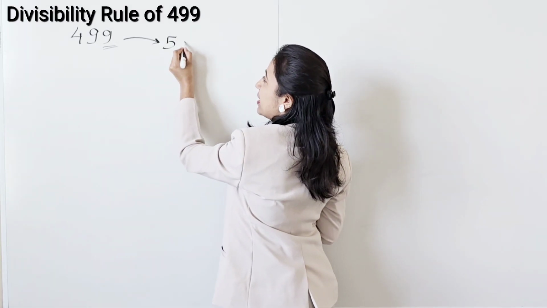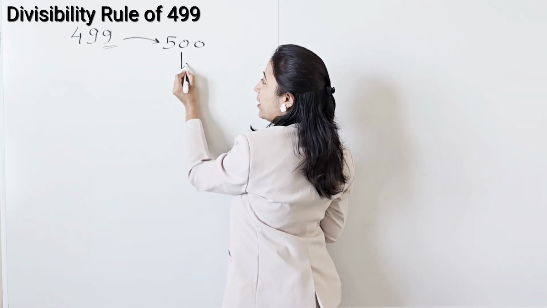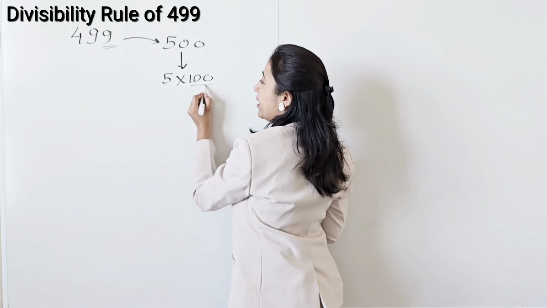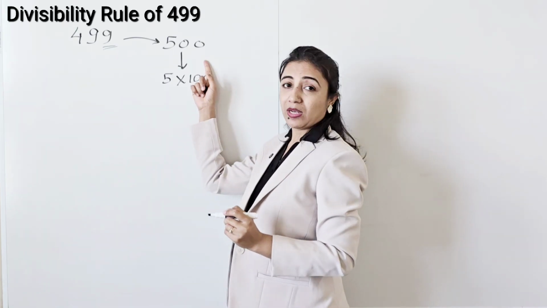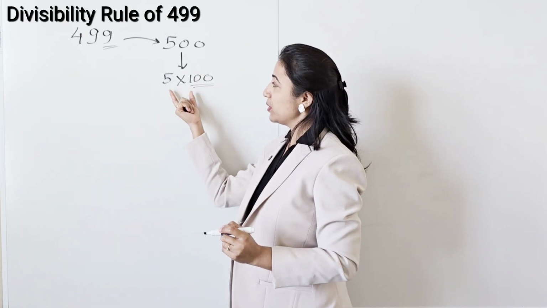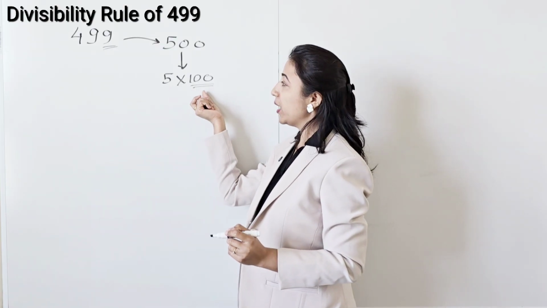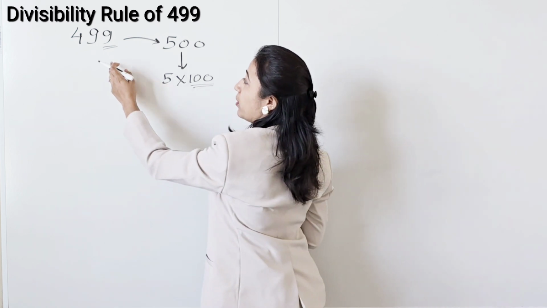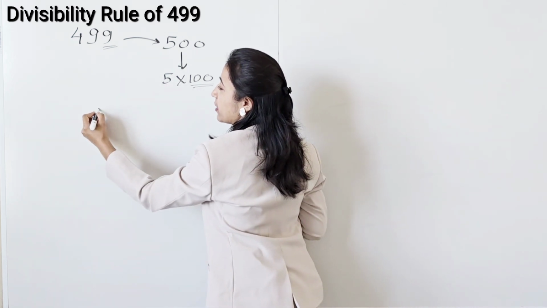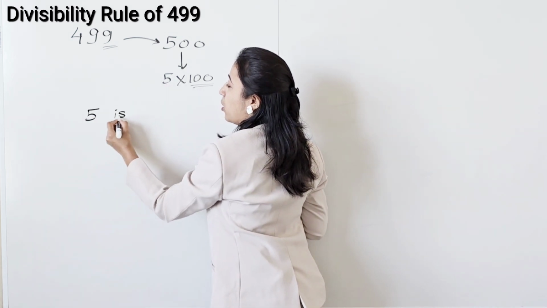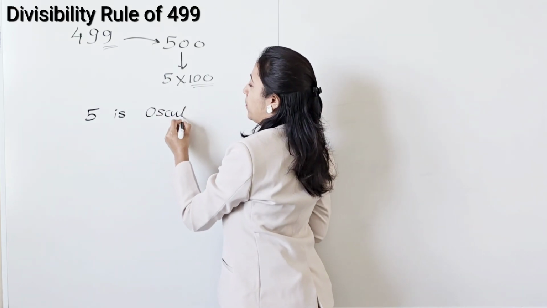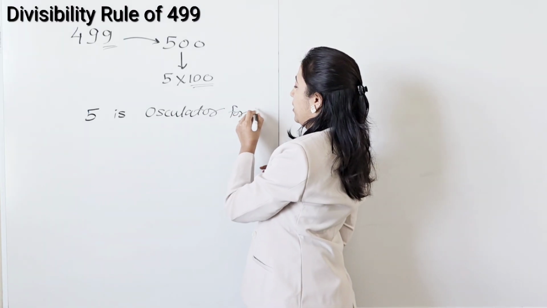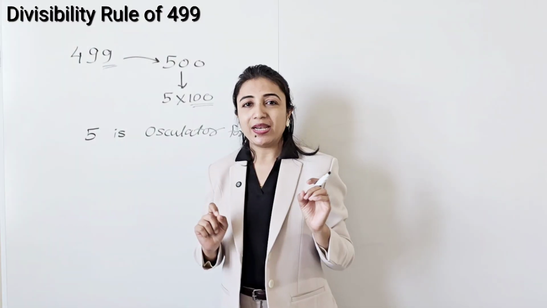This number is near to 500, and we can write 500 as 5 into 100. So 100 is our base number, and 500 is a multiple of 100, that is, 5 into 100. This 5 is called the osculator for 499. So 5 is the osculator for 499. Now let's see a simple example.